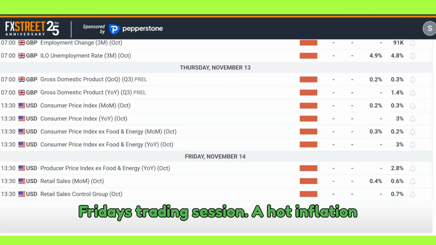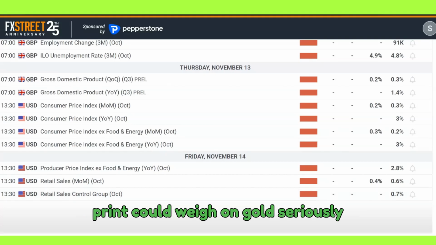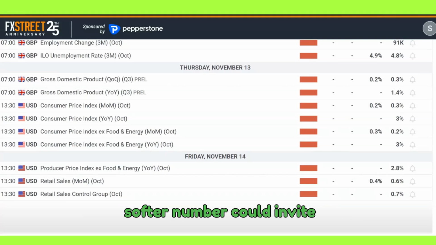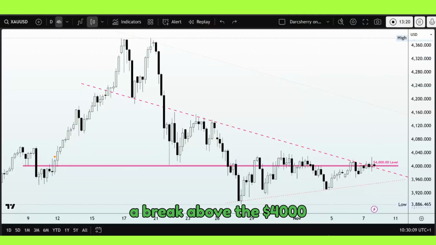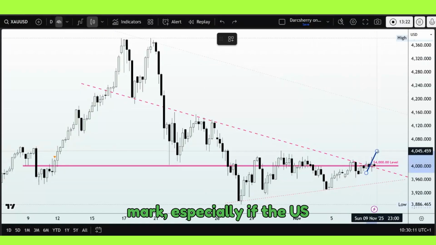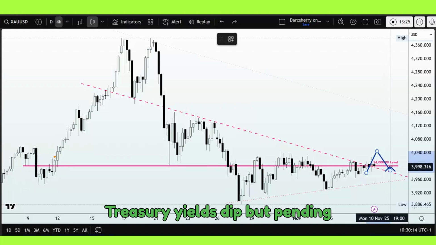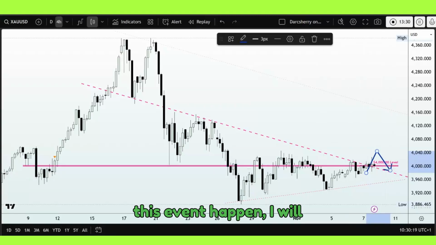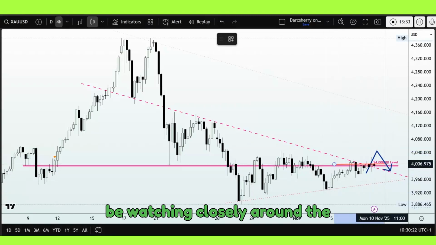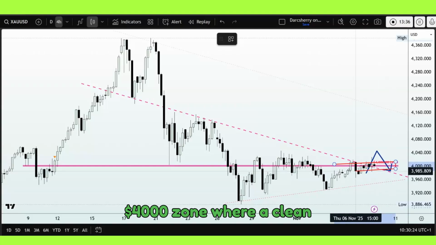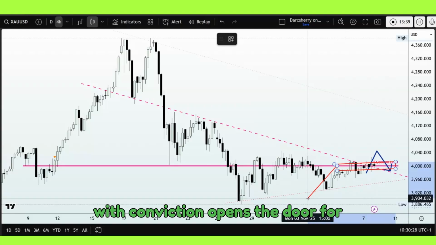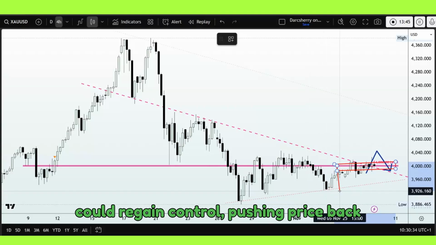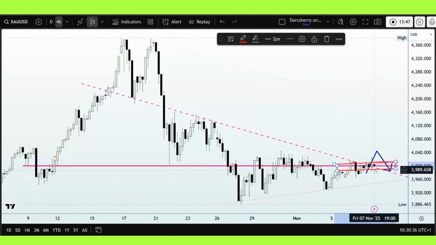A hot inflation print could weigh on gold seriously as the dollar gains momentum, but a softer number could invite a break above the $4,000 mark, especially if the US Treasury yields dip. But pending this event happen, I will be watching closely around the $4,000 zone, where a clean breakout with conviction opens the door for buyers, but rejection there means sellers could regain control, pushing price back to the downside.